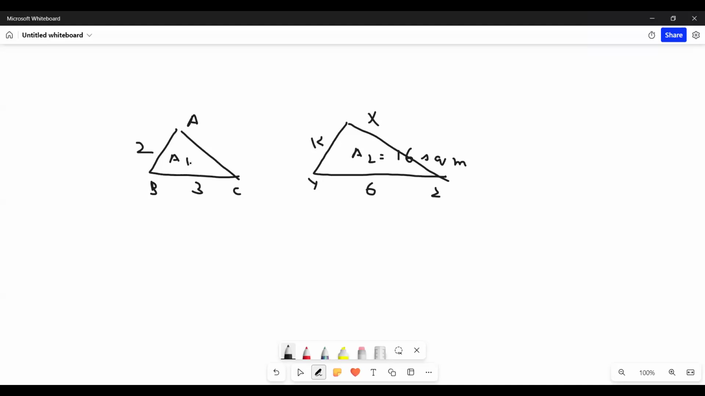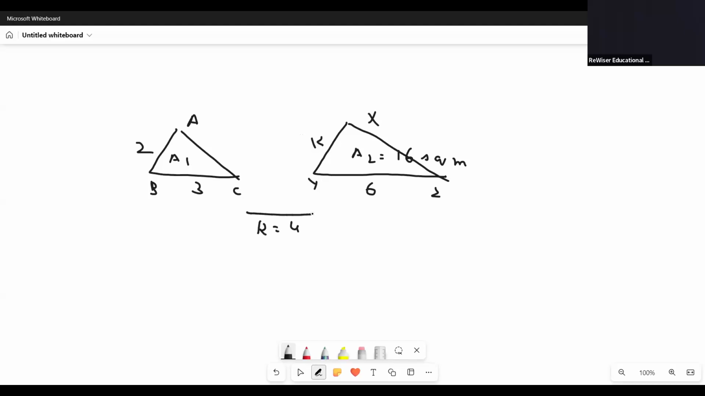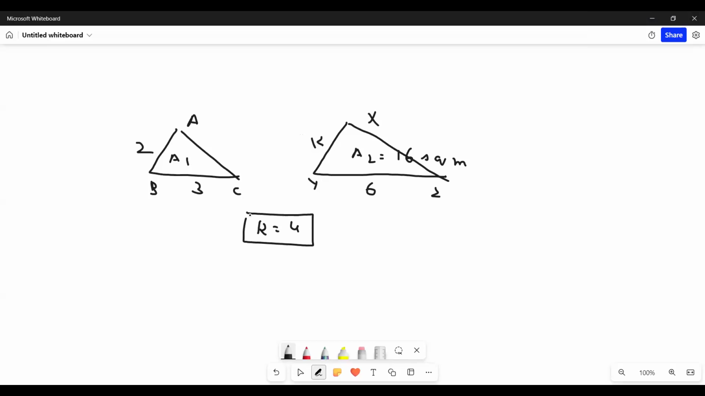The length Z would be 4. Okay. So that means you want to say K equals 4, right? What should be A1? A1 is equal to 16 by K square. So how much is that? 16 by K square. You said 3? 4, 4. Understood. So the area of this is 4, right? Got that? Yes.